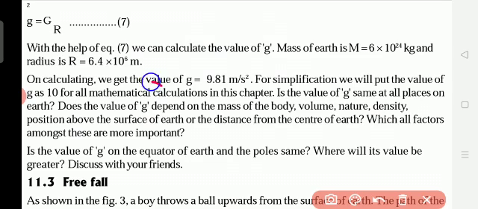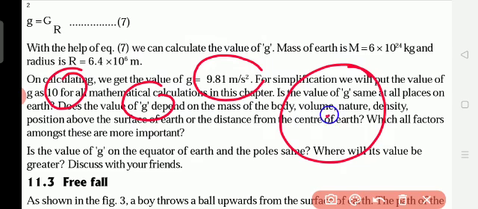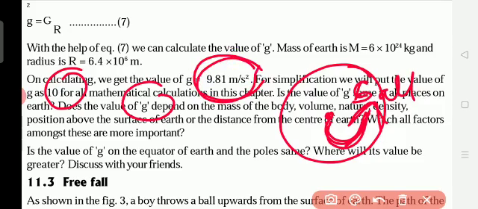So what is the gravitational acceleration value? It is 9.81 meter per second square, otherwise 10. This is the earth, here is the center, and here is our ball. The earth is giving some force on the ball, so that the ball comes back to the earth. So this is the gravitational acceleration. That value is 9.8 meter per second square.